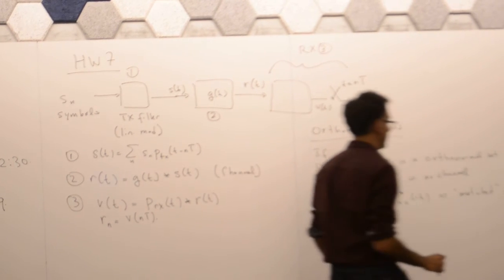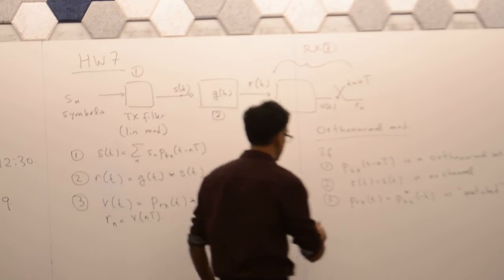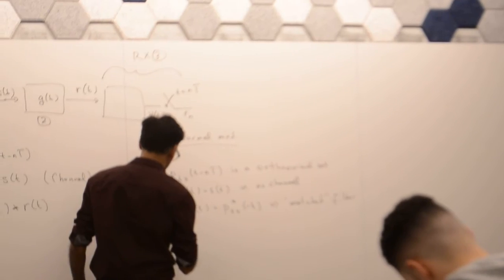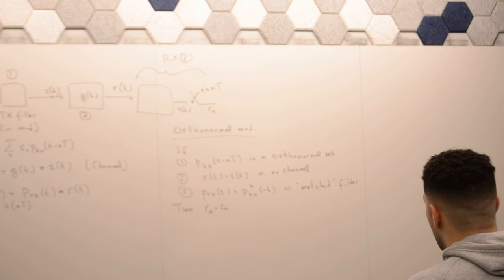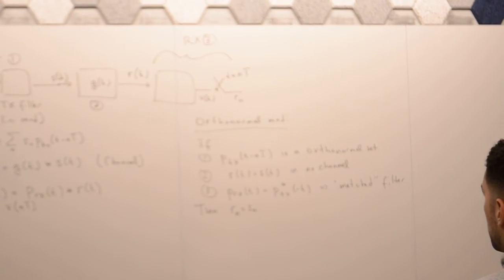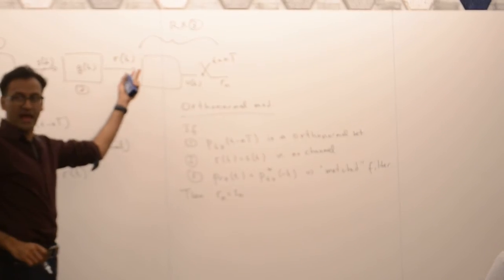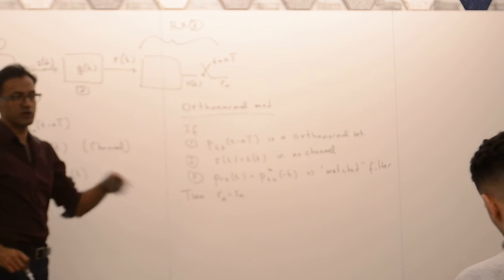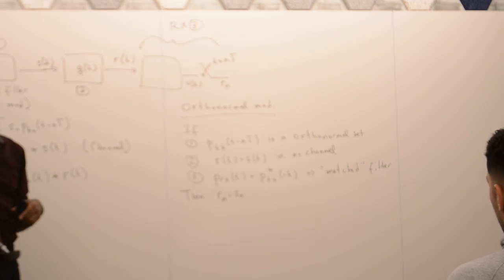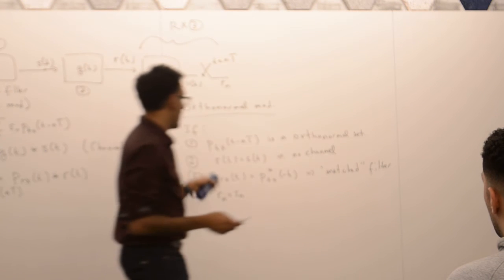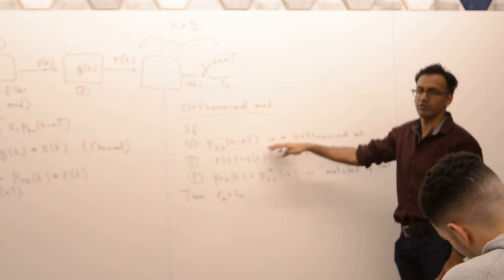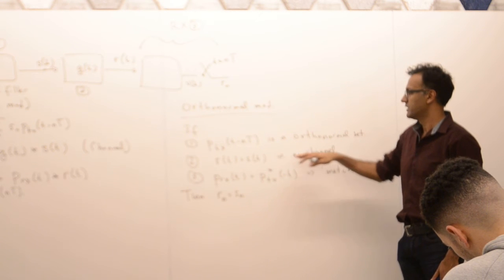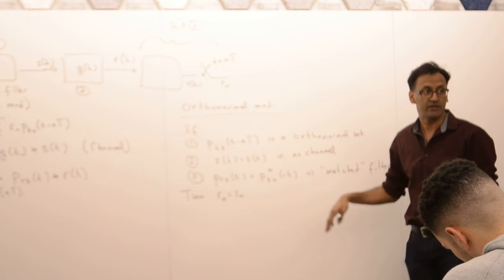If all of these three things are true, then R of n is equal to S of n. That means that this system, if you pick an orthonormal set and there's no channel, and you match it exactly, then you'll be able to recover the symbols. And so, if we had more time, I would have made you actually implement this. You actually knew in lab 5 or 4 how to implement this part, and then we would have just added the channel.